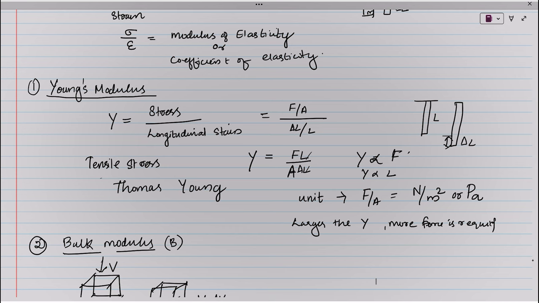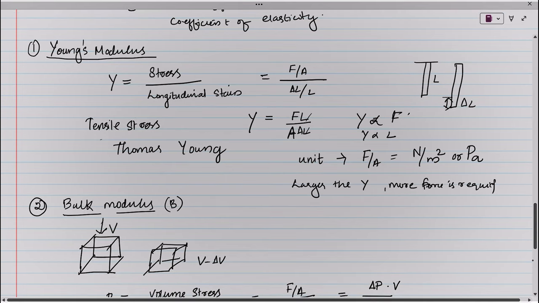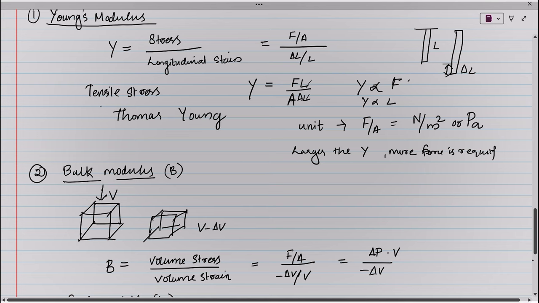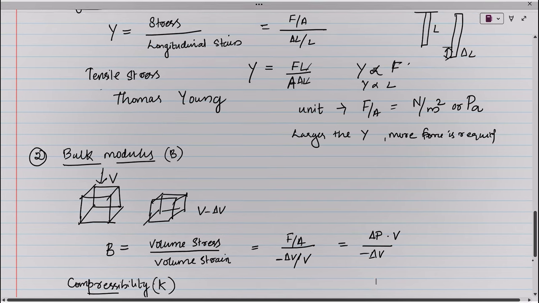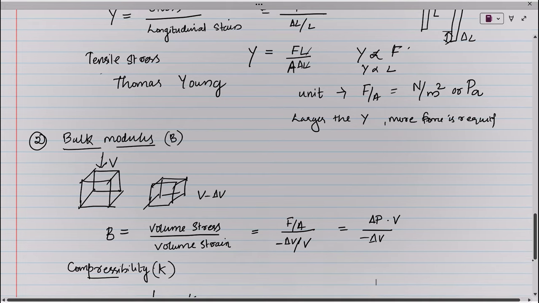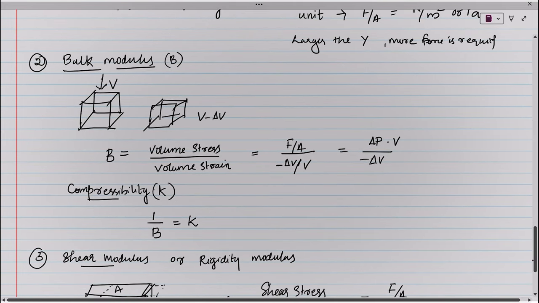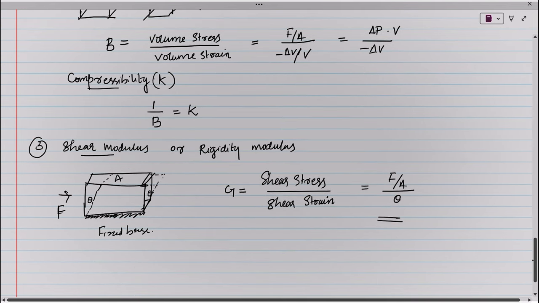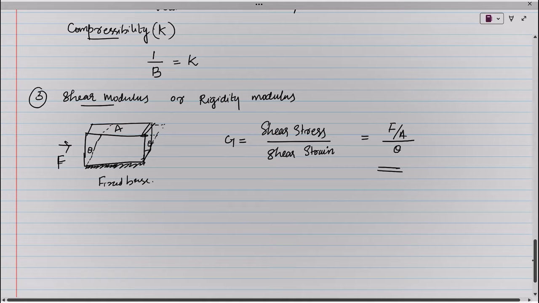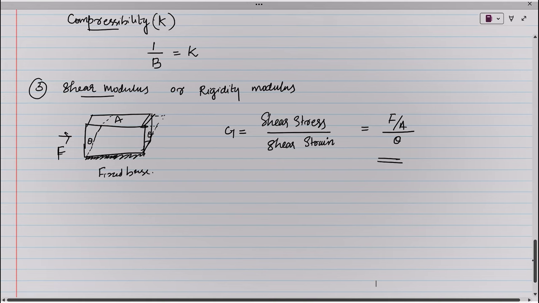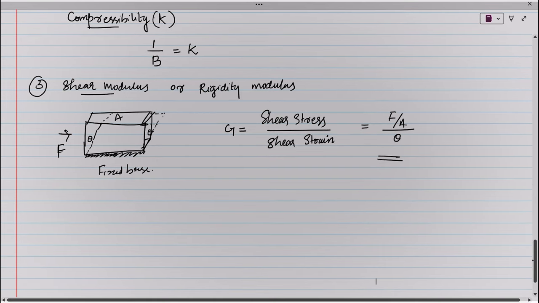Since there are three strains, there are also three coefficients of elasticity. One is the Young's modulus. It deals with the stress and longitudinal strain. Thomas Young is the discoverer, so it is called Young's modulus. Then comes the bulk modulus. It is the volume stress by volume strain, and the compressibility is the reciprocal of bulk modulus. And the last one, shear modulus or rigidity modulus, is the shear stress by shear strain.